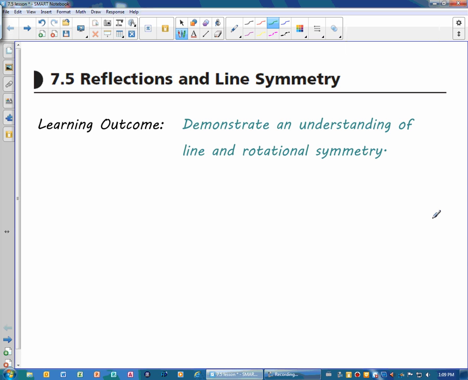Continuing on with Chapter 7, we are going to talk about Section 7.5, Reflections and Line Symmetry. So you have a new learning outcome. It's to demonstrate an understanding of line and rotational symmetry.